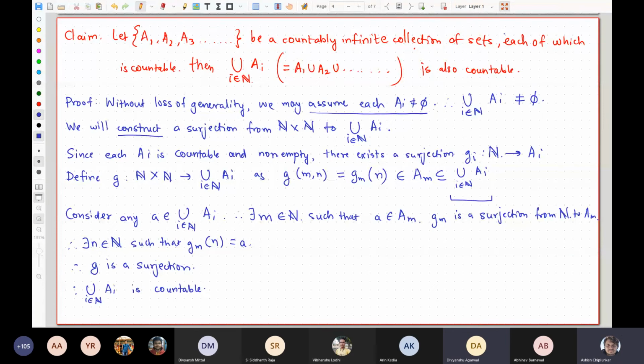So you can take it as an exercise to show that there exists an injection from the union of A_i's to N cross N, or rather construct an injection the way we constructed a surjection. And for the very same reason I used N cross N, I didn't use N.